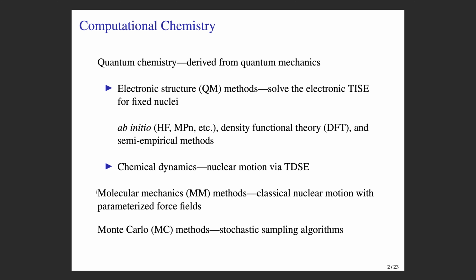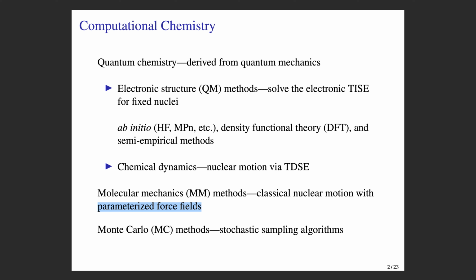Another broad heading under computational chemistry is called molecular mechanics. This is where one uses Newton's equations of motion. So instead of using quantum mechanics, one uses classical mechanics to study how molecules move. Here the nuclear motion is treated classically using parameterized force fields that represent the electronic structure of the molecule.